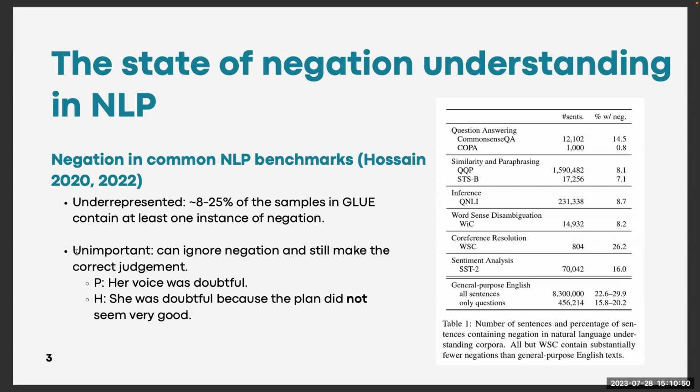The second finding people have made is that the negation in those benchmarks is unimportant. What I mean is that we can safely ignore the negation in those samples and still make the correct decision. For example, in this sample, we can ignore the phrase "because the plan did not seem very good" and still correctly infer the relation between the premise and hypothesis. So they are unimportant. The last finding is that negation in those benchmarks is simple in terms of how it is represented.